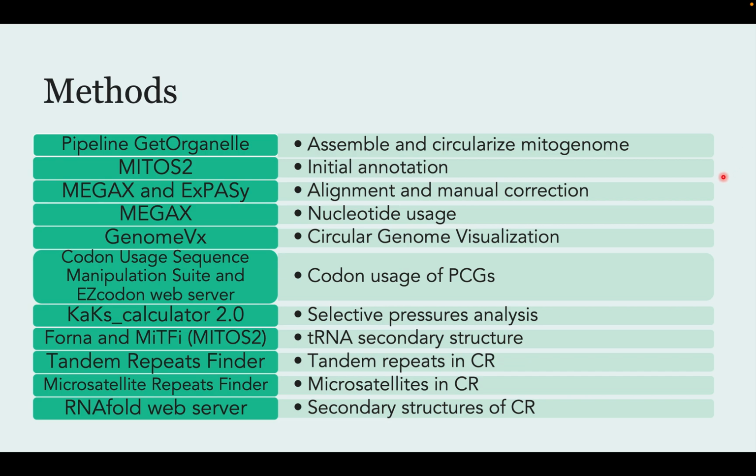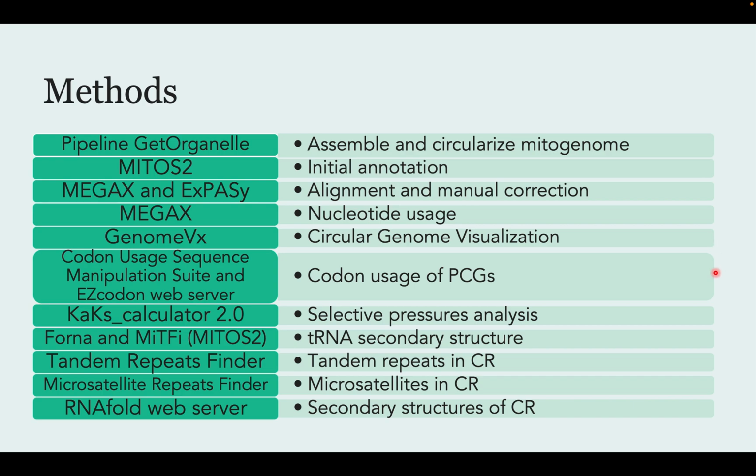MITOS2 provides an annotation of the entire genome that includes the location of protein-coding genes, ribosomal RNA, transfer RNA, and the origin of replication for both heavy and light strands. MEGA X is a tool that, among other things, visualizes nucleotide sequences and can calculate nucleotide usage, or the percentage of each nucleotide present in the mitogenome. The genome is then visualized using the program GenomeVx.